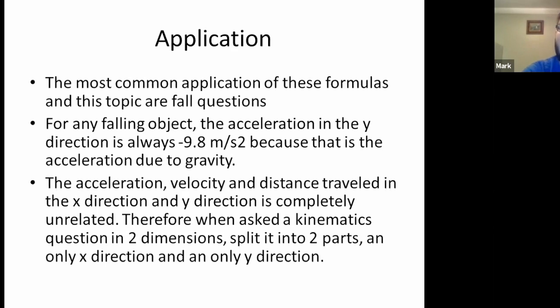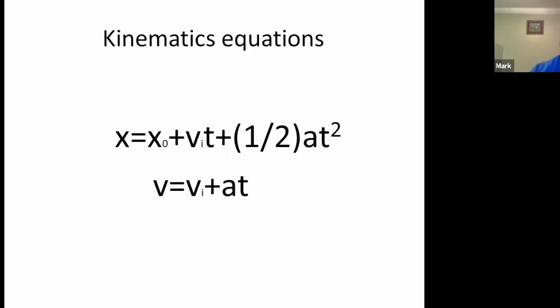Okay. So therefore, like I mentioned, when asked a kinematics question in 2 dimensions, I recommend that you split it into 2 parts, an only x direction and an only y direction. So say we're using this first equation, which is the most common one. We want to do final position, initial velocity, and acceleration in the x direction only, and then final position, initial velocity, and acceleration in the y direction only.